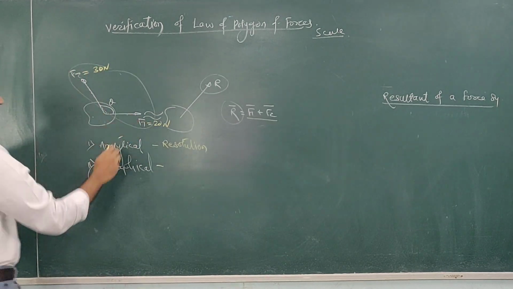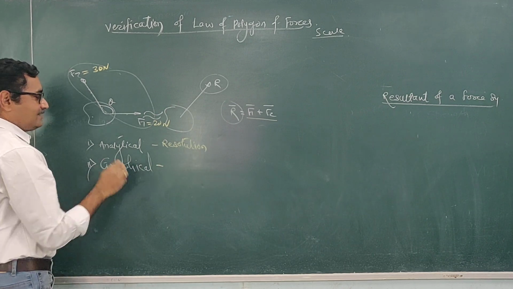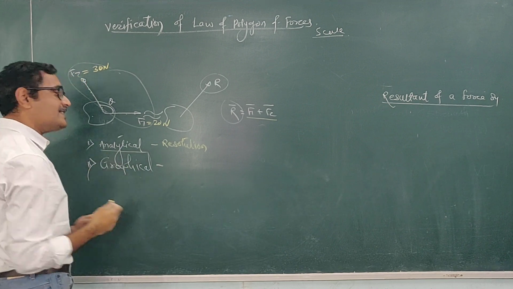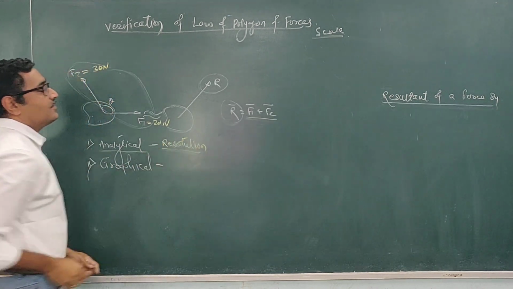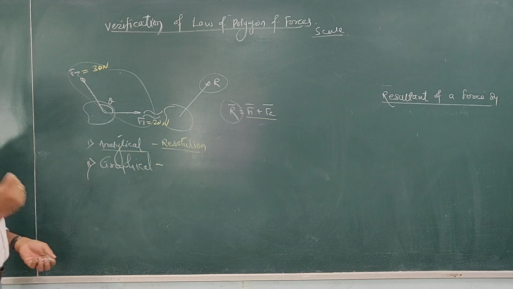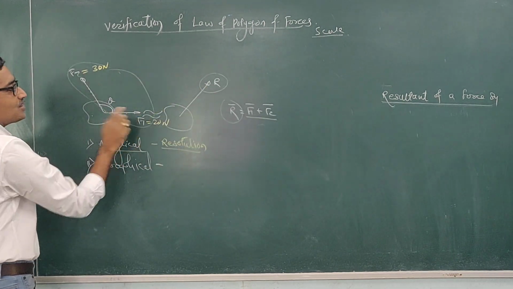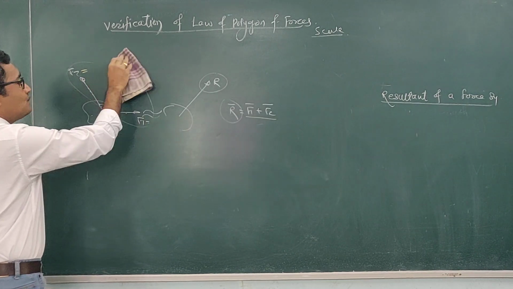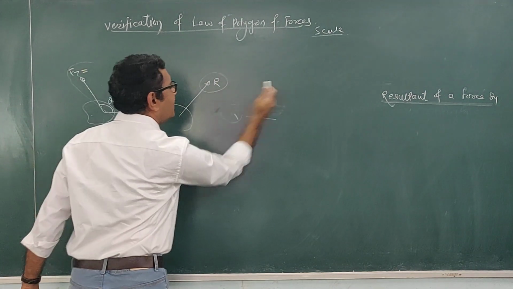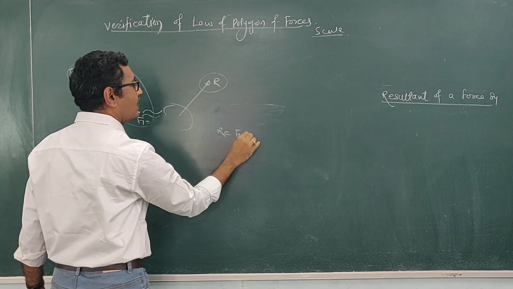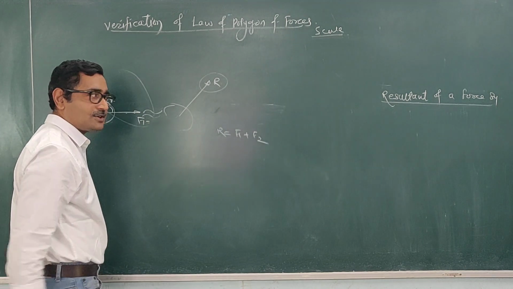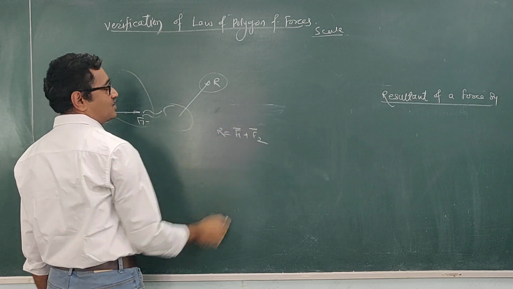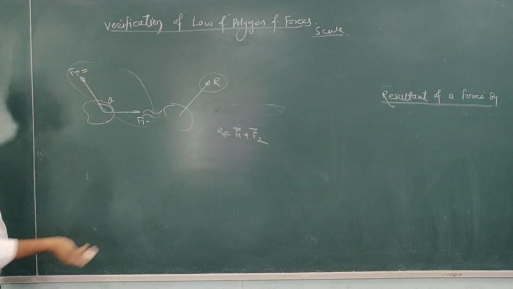Before coming to the law of polygon, since we are verifying it using the analytical method as well as the graphical method, what is this resolution method? I already told you that the resultant is a vector summation of these two forces. Let's consider these two forces. We cannot find the resultant directly as R equal to F1 plus F2. We cannot take the scalar summation. To find the resultant, we have to take the vector summation, and in vector summation, we cannot add the magnitudes directly.